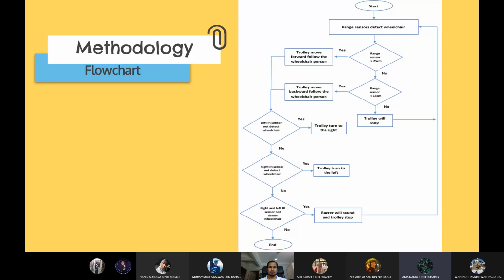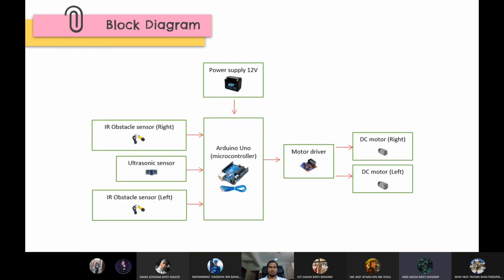Sound up, the range sensor needs to detect the wheelchair. If both sensors detect the wheelchair in good condition, so that is the process. So next is my block diagram.